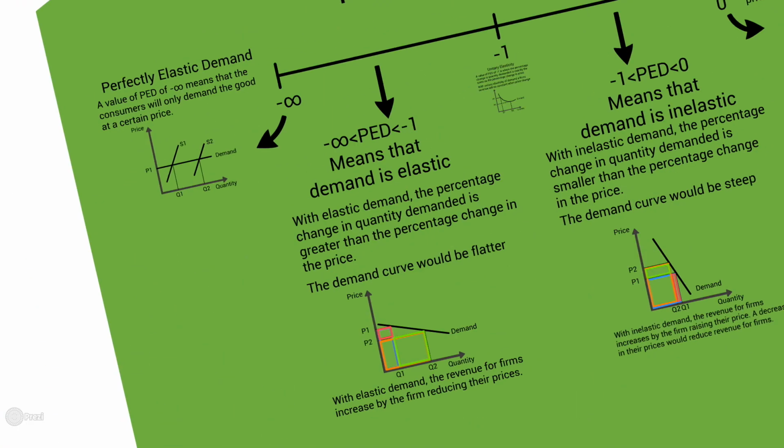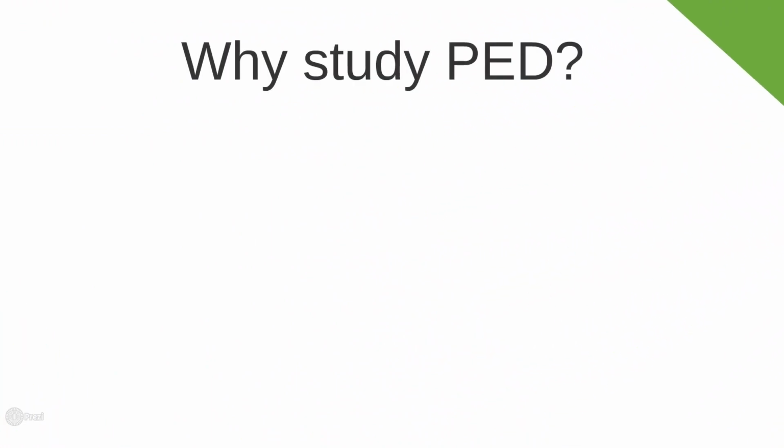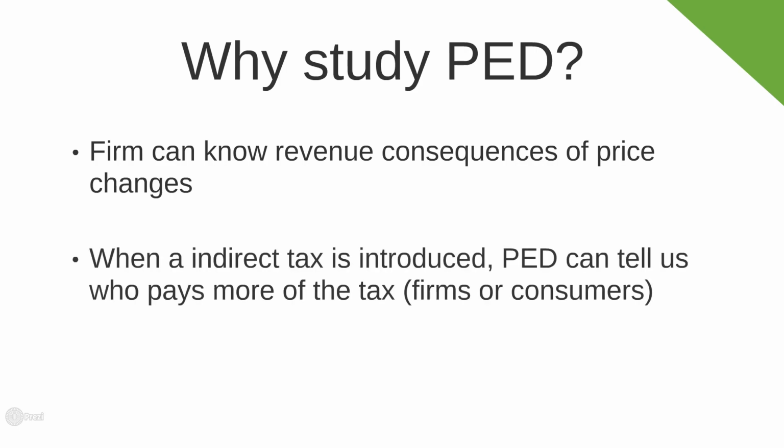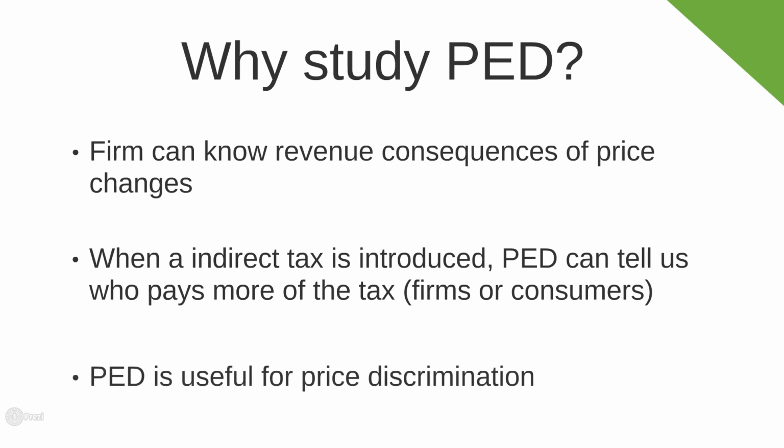But why do we actually care about price elasticity of demand? Well, firms can know revenue consequences of price changes, which we have discussed. Also, when we have an indirect tax, price elasticity of demand can tell us who pays more of the tax. Is it firms or consumers? And the value for price elasticity of demand and the slope of the demand curve determines this. Price elasticity of demand is also useful for price discrimination, which we will see more later on in this course, but price discrimination is essentially when firms charge different prices to different individuals.